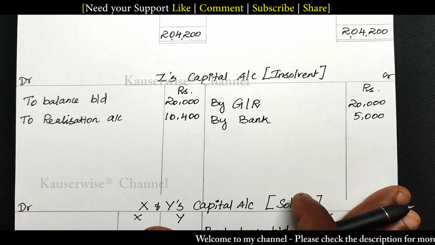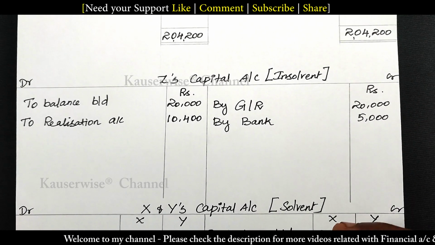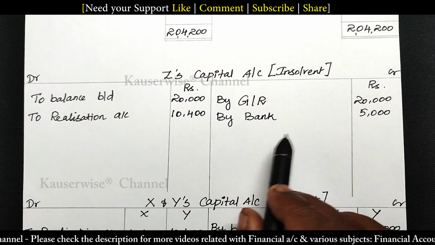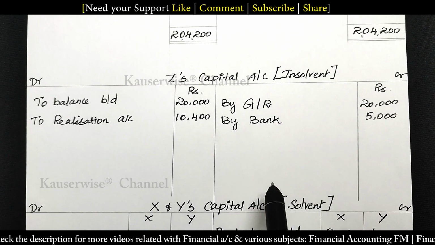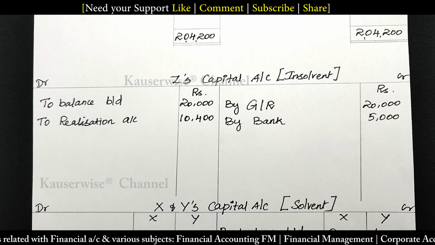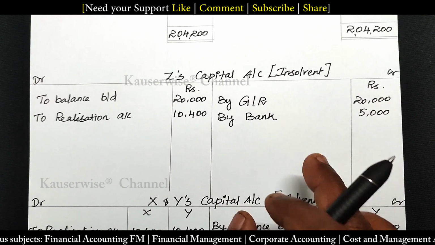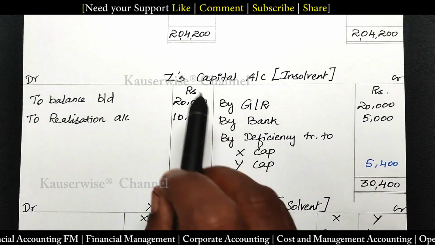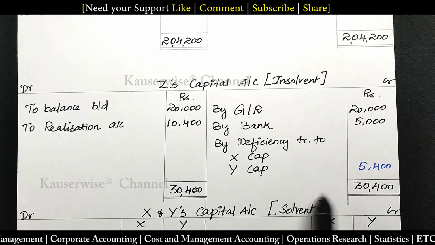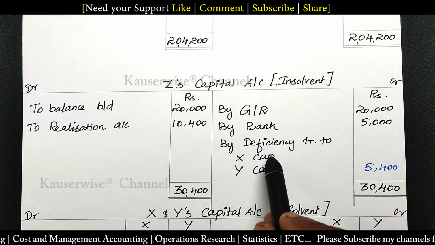But according to the fluctuating capital method, you need to do some calculation in order to find the adjusted capital ratio. After finding the ratio, you can transfer the total deficiency to all the solvent partners' capital accounts. I will show you how to calculate the adjusted capital. Now let's see the balancing figure, the total deficiency of the insolvent partner. While you close the insolvent partner's capital account, you will get the total deficiency. So how much? 5,400. This will be transferred to the solvent partners' capital accounts.